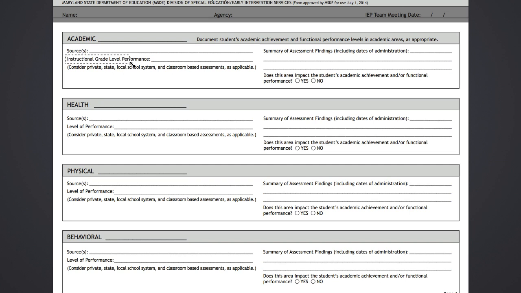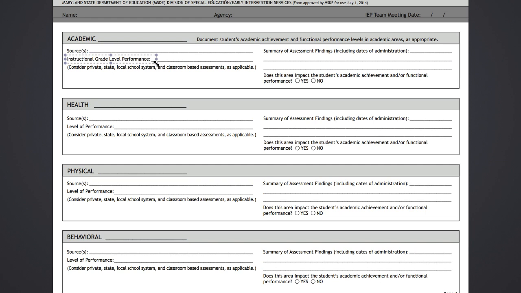And then this section right here is sometimes confusing for folks who are developing the IEP, but the instructional grade level performance is where you indicate whether or not the student is performing on grade level. So if they're not performing on grade level, this may be an indicator that the student's IEP team needs to consider supplementary aids, services, program modifications, and supports.